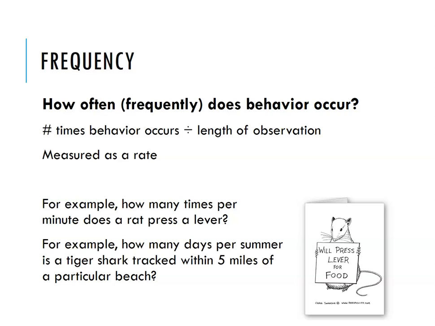Frequency, also pretty straightforward. How often does a behavior occur? How frequently does it occur? This is usually measured as a rate, as the number of times that the behavior occurs per the length of observation. So for example, how many times per minute does a rat press a lever? How many days per summer is a tiger shark tracked within 5 miles of a particular beach? So how frequent is this behavior?